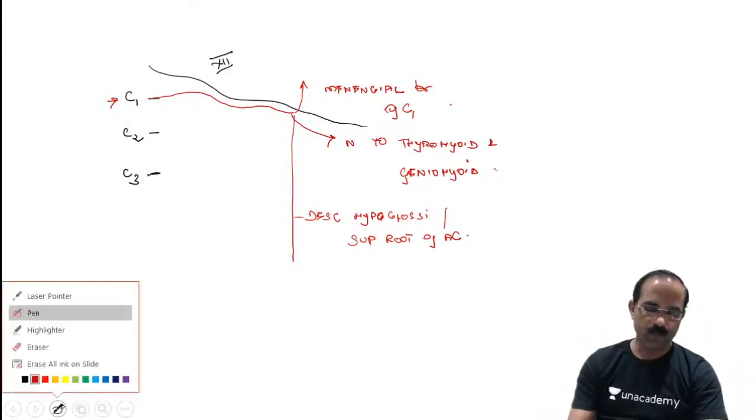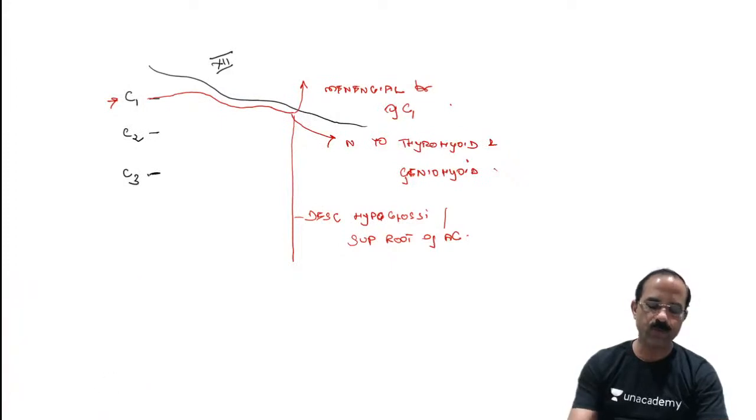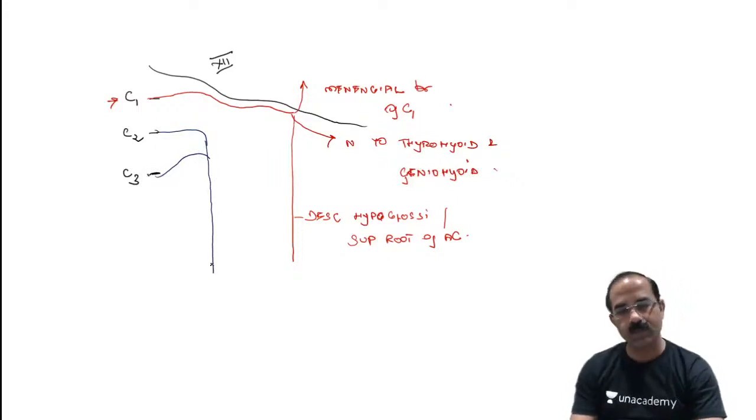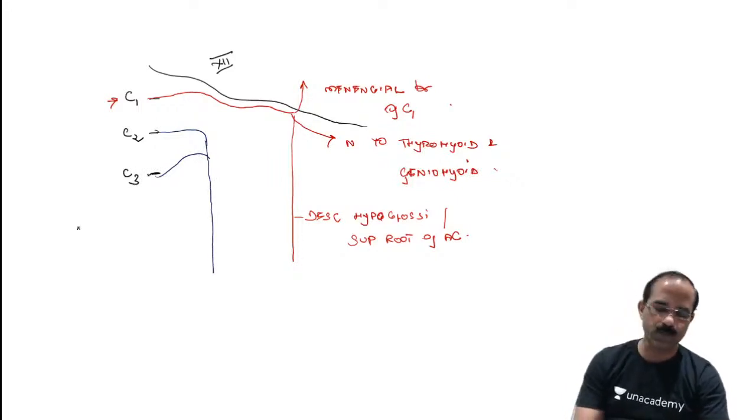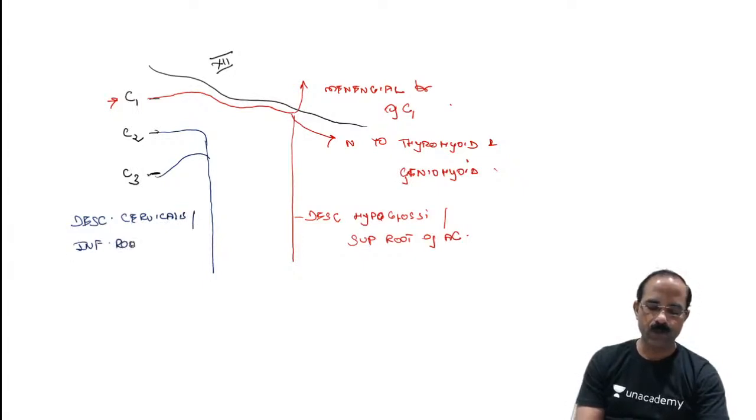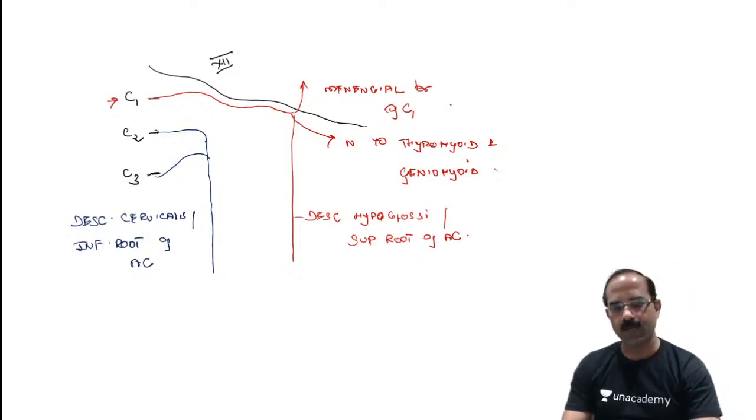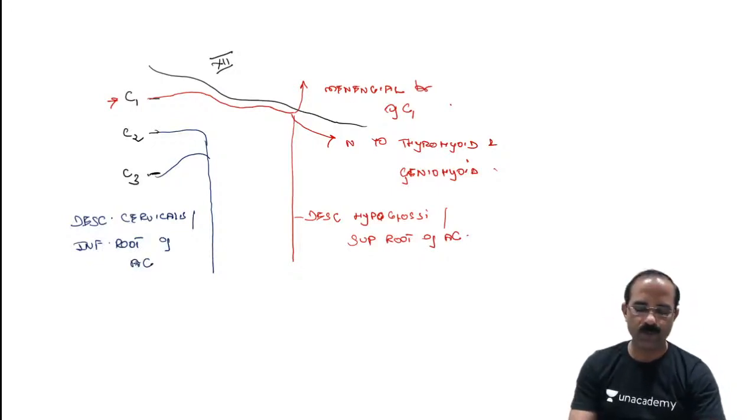Now C2 and C3 will join to form a nerve here. C2, C3 se ek nerve banega, and this nerve will descend down. Now this is descending down from the cervical part of the spinal cord. We call this as the descending cervicalis, or this is what we call as the inferior root of Ansa cervicalis.